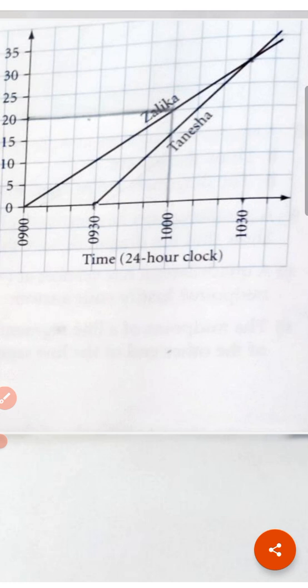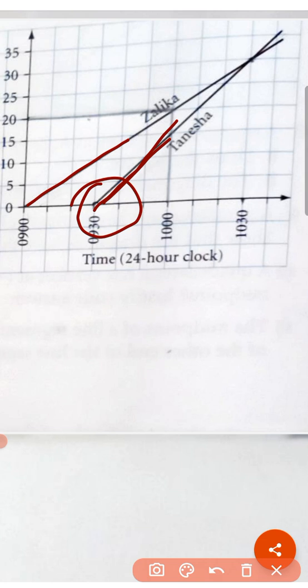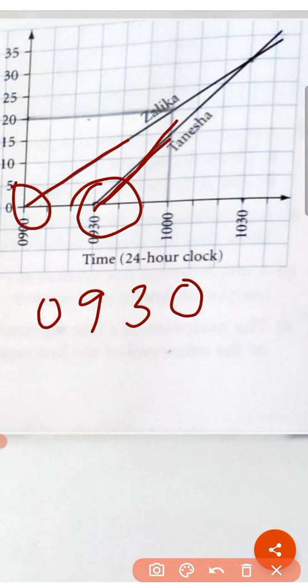The first one is the graph for Saliga, and this is the graph for Tanisha. So at what time did Tanisha start here? That is at 9:30. Saliga starts at 9 and Tanisha starts at 9:30. Here the time is on the x-axis and the distance is on the y-axis.